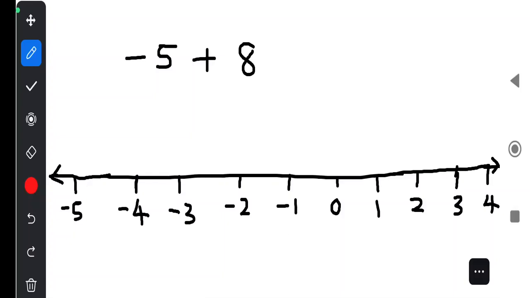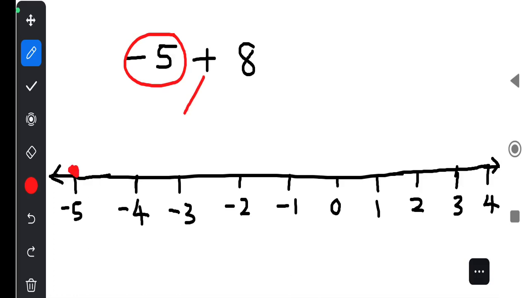Today we are going to learn how to add integers using number line. If you were asked to do this question with number line, how do you go about it? Start with the first integer, which is -5. Where is -5 on the number line? This is -5 where you have the red dot.